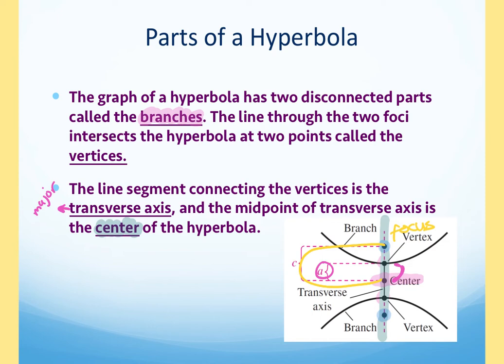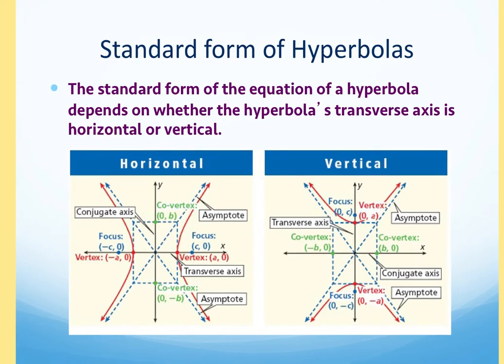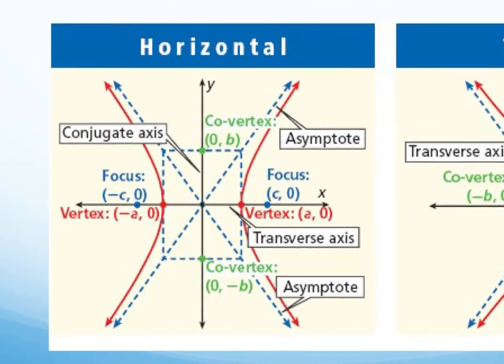The minor axis is now called a conjugate axis. You won't see that a ton, but just know that that's what that means. So transverse is like your major, conjugate is like your minor. All right, so here's all the things on your hyperbolas.